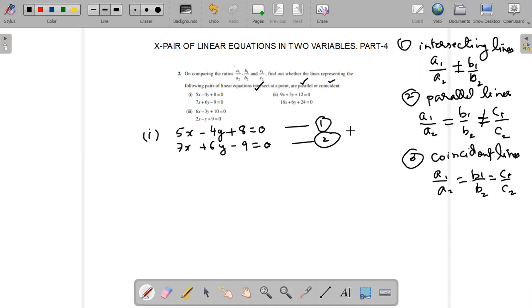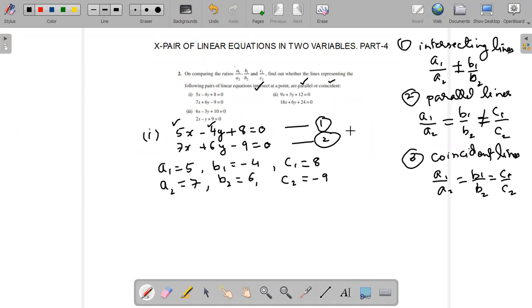So as I told you, what is A1? A1 is the coefficient of x in the first equation, that is 5. A1 is 5. B1 is the coefficient of y in equation number 1, that is minus 4, and C1 is equal to 8. You have to take everything to the left side and then write the C1 value and C2 value always. The whole equation should be written on the left hand side. A2 is 7, B2 is equal to 6 and C2 is equal to minus 9.